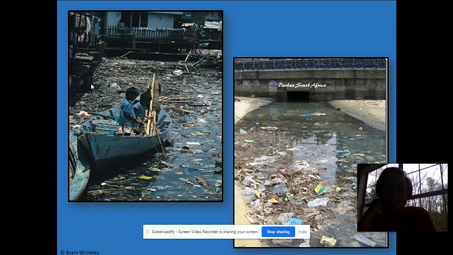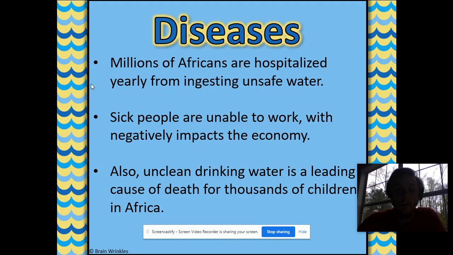This is, again, just an example of some of the rivers that have been polluted. Notice just the trash and things like that in there. Millions of Africans are hospitalized yearly from ingesting unsafe water. Sick people are unable to work, which negatively impacts the economy. Also, unclean drinking water is the leading cause of death for thousands of children in Africa.